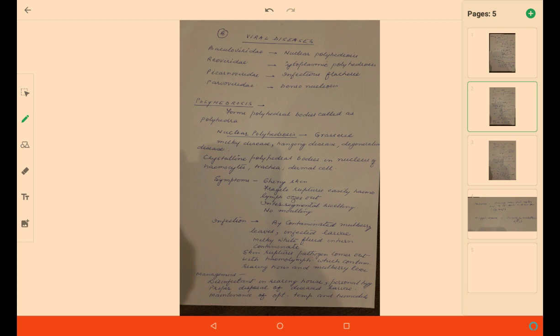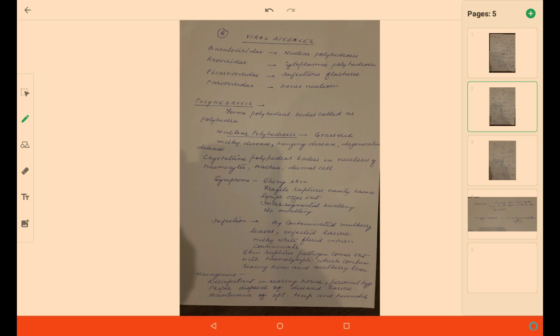After this important protozoan disease, we come to the viral diseases which infect the silk moth. Nuclear polyhedrosis is caused by Baculoviridae family viruses. The Reoviridae family virus causes cytoplasmic polyhedrosis. Picornaviridae causes infectious flacherie, and Parvoviridae causes densonucleosis.